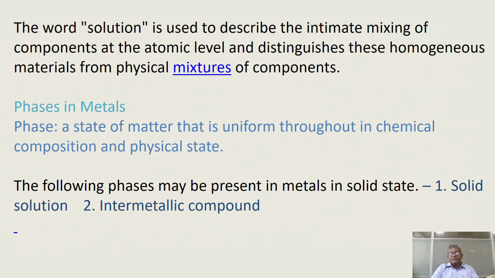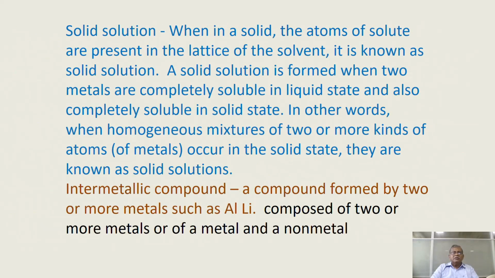The following phases may be present in metals in the solid state. One is solid solution, second one is intermetallic compound. A phase is a state of matter that is uniform throughout in chemical composition and physical state. Solid solution: when in solid state the solute atoms are present in the lattice of the solvent, it is known as solid solution.